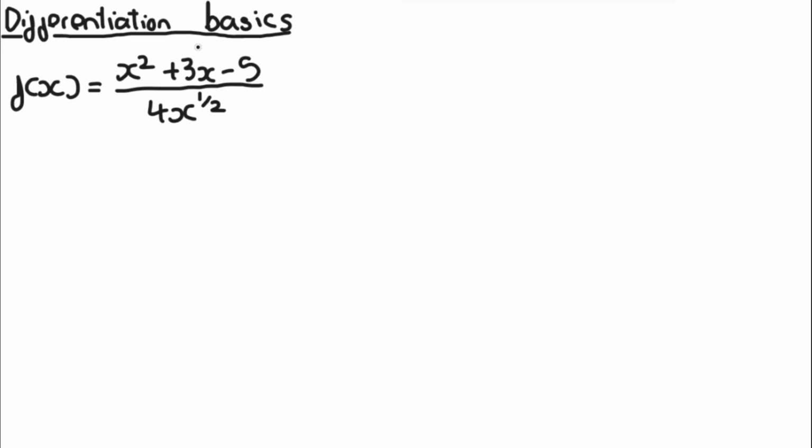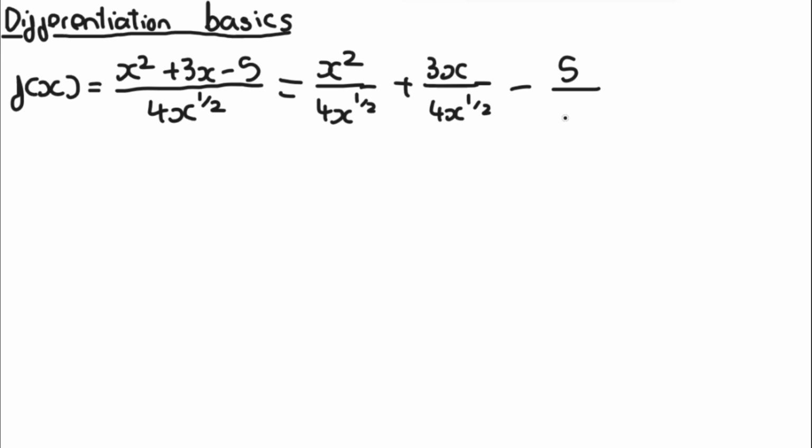So for this example, again, we need to simplify first, and we've got all these terms in the numerator and only one term in the denominator, so therefore we can divide each of these terms individually by the denominator on the bottom. An easier way to show this is to write it as x squared over 4x to the half plus 3x over 4x to the half minus 5 over 4x to the half. And then we can simplify this.